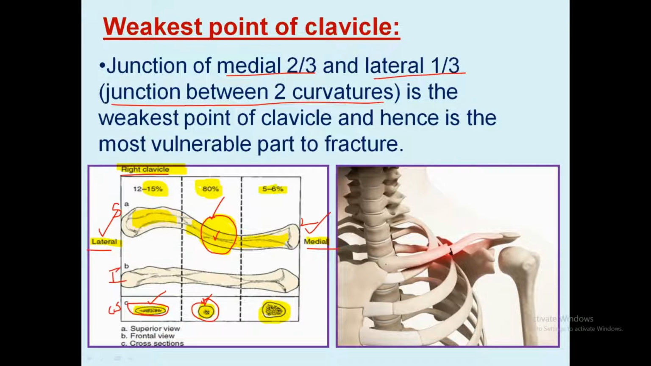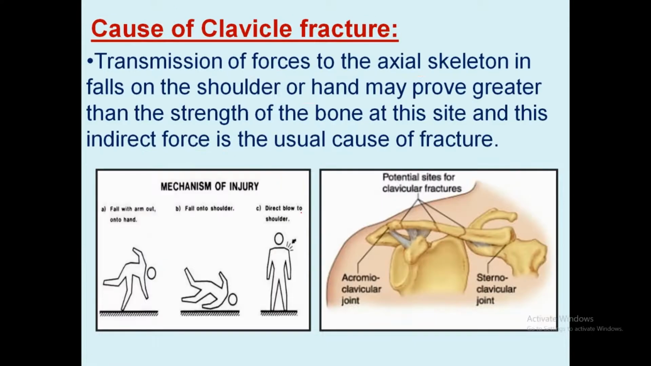So இங்க பார்த்தோம்னா இது medial end, இது lateral end, and the junction between these two curvatures is the weakest point of the clavicle. And next, what are the causes of clavicle fracture? So the most common mechanism of injury is the fall onto the shoulder.